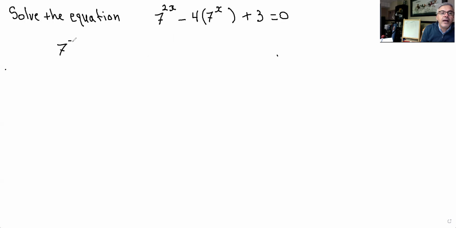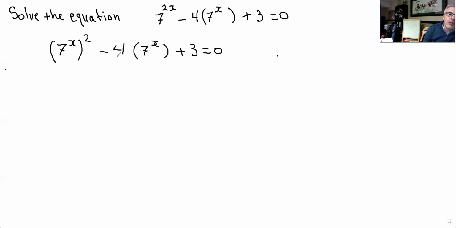7 to the x squared minus 4, 7 to the x plus 3 equals 0. Once we do that, you could look at this and maybe think I could look at this as a quadratic equation that I need to factor.